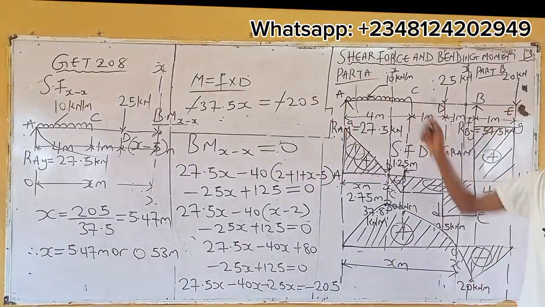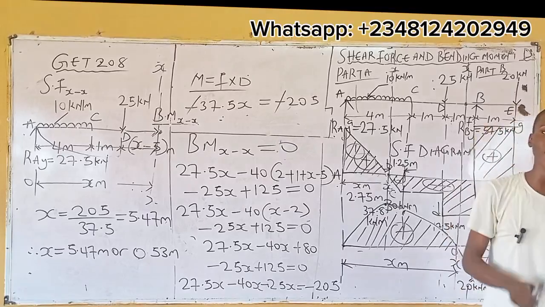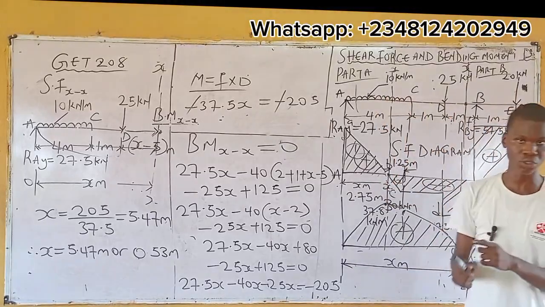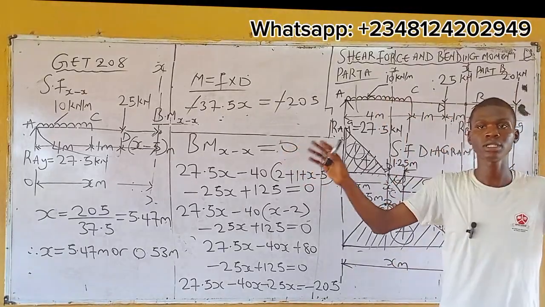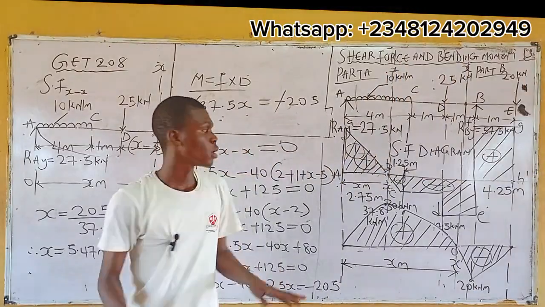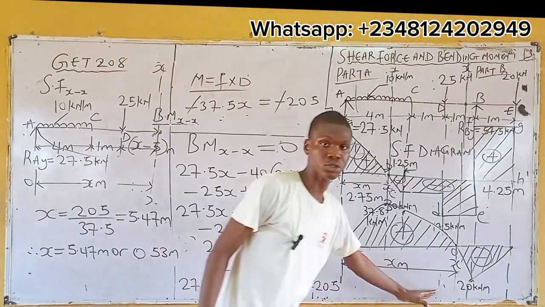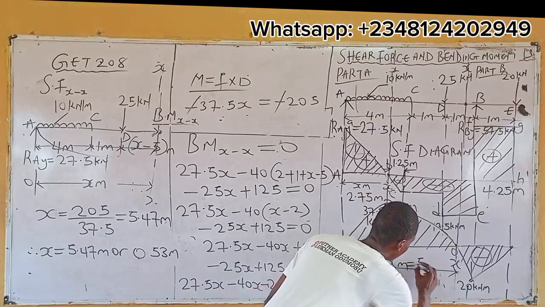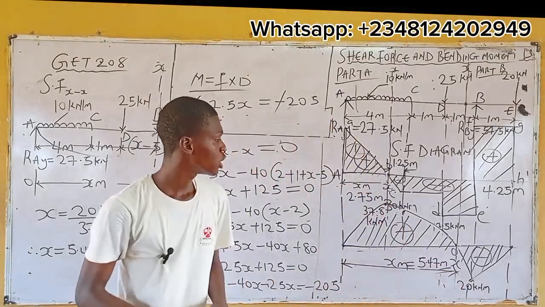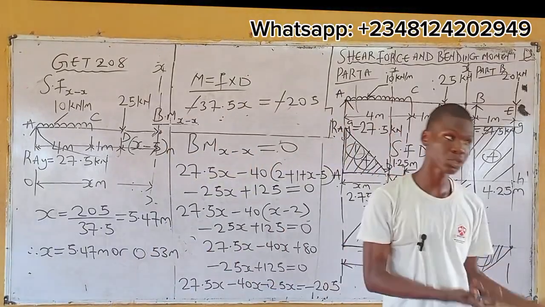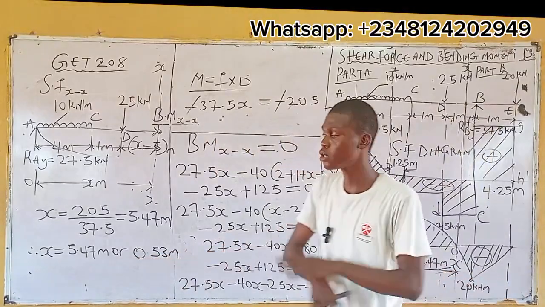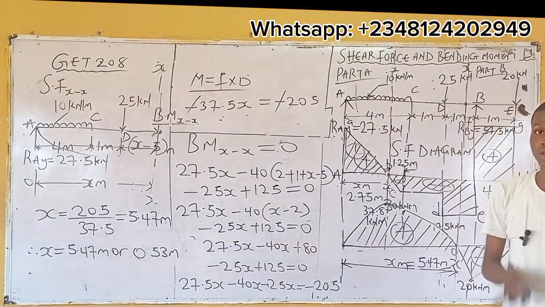The same way you solve for the value of maximum bending moment and the location of the point of contraflexion, it works for any given beam. The steps remain the same. In this case, we got the value of x easily, 5.47 meters. In some questions, you end up having a quadratic equation. But what if I'm having a quadratic equation?